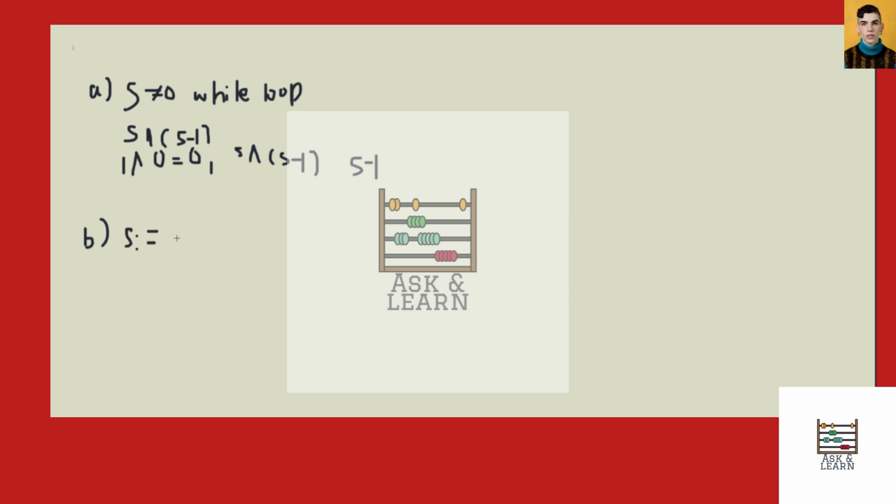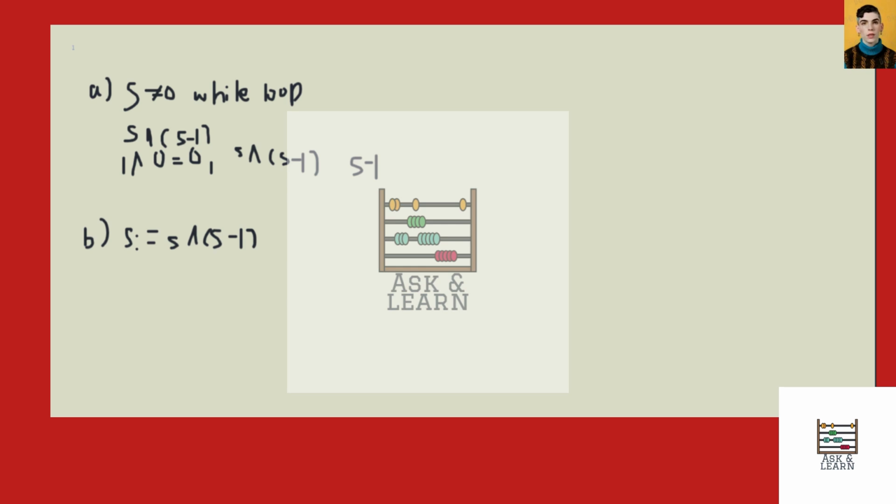And for part B, there's only one part of the code that contains a bitwise AND operation, which is S is defined to be S AND S minus 1. So this operation is in every iteration of the while loop.